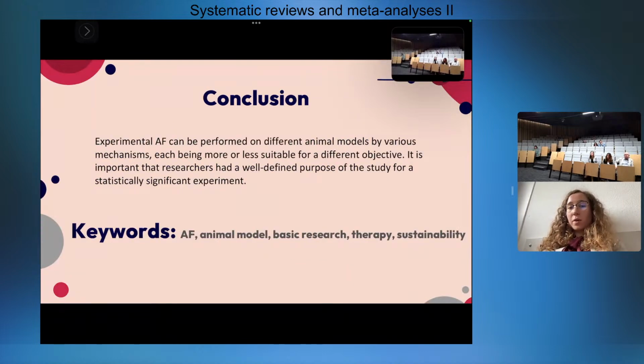As a conclusion, experimental atrial fibrillation can be performed on different animal models by various mechanisms, each being more or less suitable for a different objective. It is important that researchers have a well-defined purpose of the study for a statistically significant experiment, and that they find an equilibrium between versatility and sustainability in atrial fibrillation models.